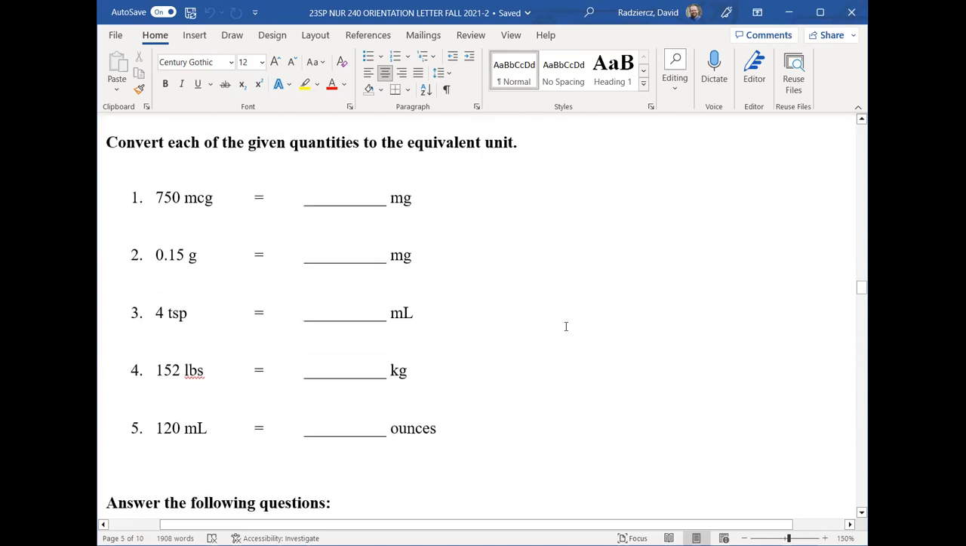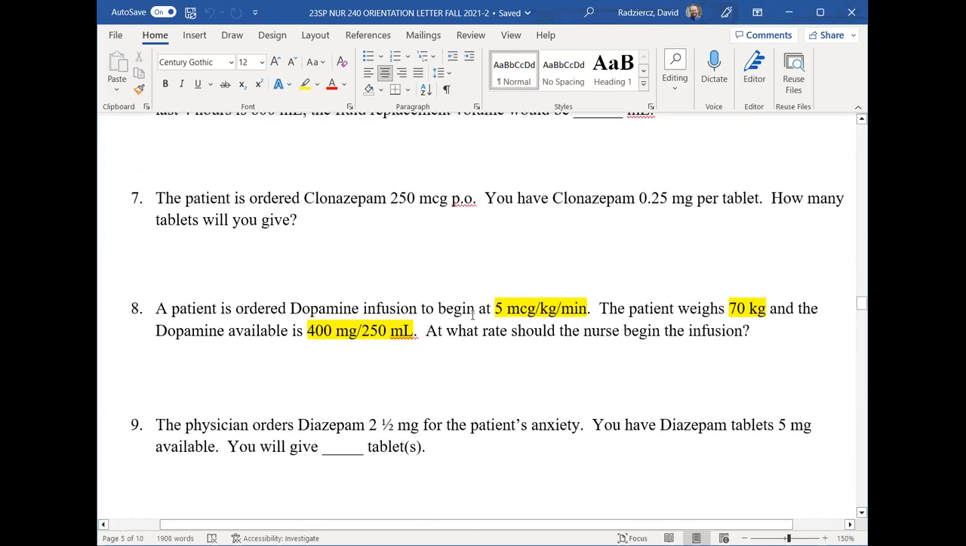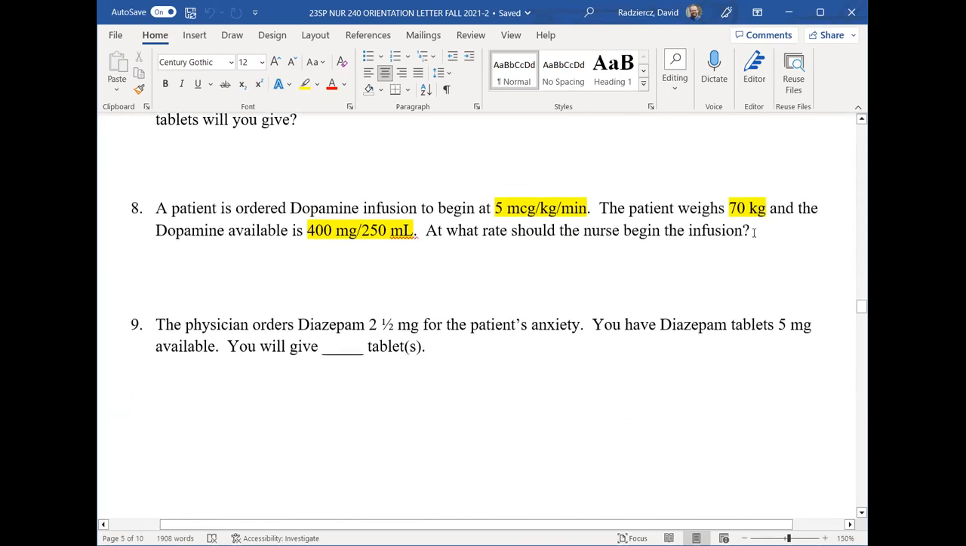Basically, you're going to do the same types of things. Yes, and certainly do the heparin protocol. We're going to see the same types of questions that we've seen previously, where it's just your basic unit conversions: micrograms to milligrams, teaspoons, milliliters, pounds, kilograms, etc. And then you're going to see a couple questions. This was a question asked by 240 students that I said I would try to work out.